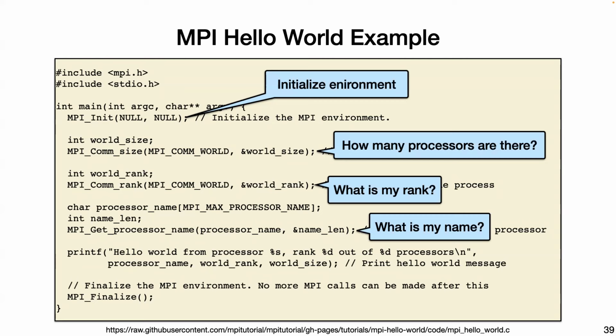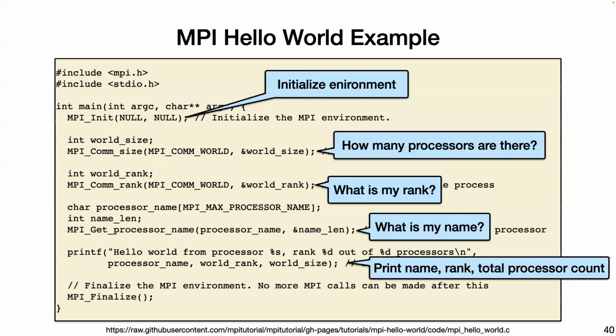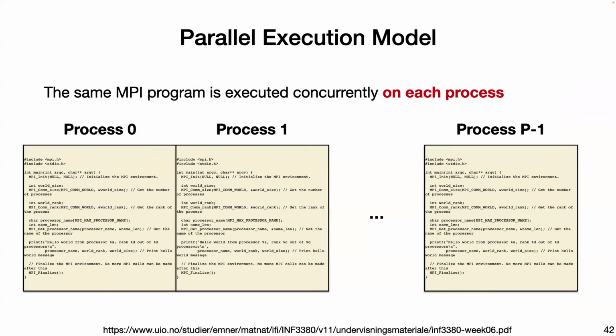There's also additional metadata, which is what is my processor name. You don't usually use this, but it's just for the purposes of the Hello World illustration. And we're going to print hello from this processor, the name, rank %d out of %d. This is just C string formatting: my rank out of the total number of ranks. And then you call MPI_Finalize, and that's when you're finished. So this MPI program, this Hello World, is run on every single process. The code that we wrote is copied and run.